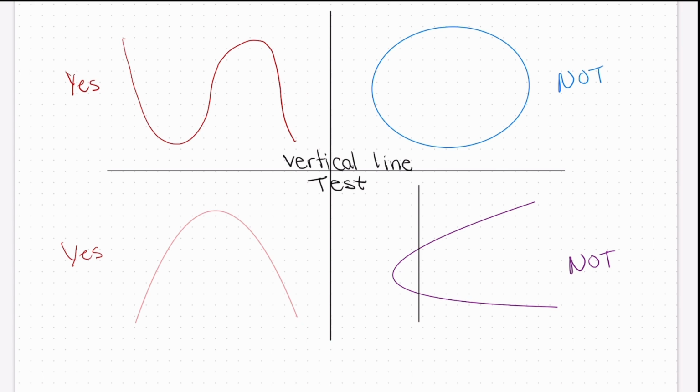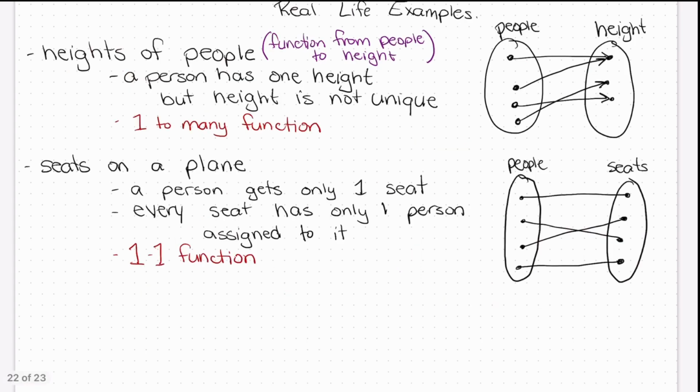It's very visual. So what are some real life examples of functions? Well, if you look at people and their heights, every person has one height. You can't have more than one height, but every height is not unique. So however tall you are, there might be someone else that has the same height as you, but you cannot have more than one height. So this is called a many-to-one function.